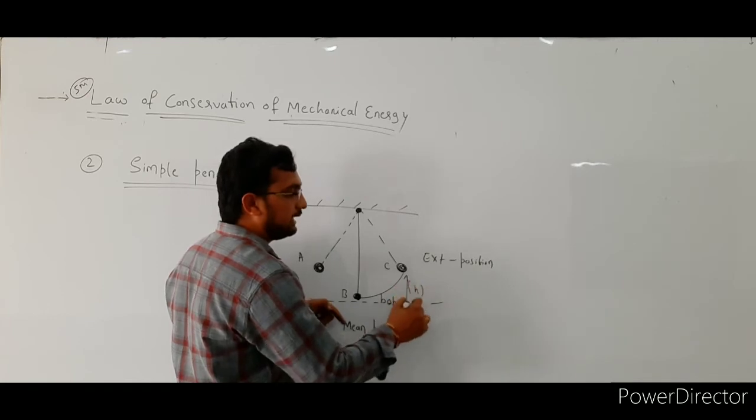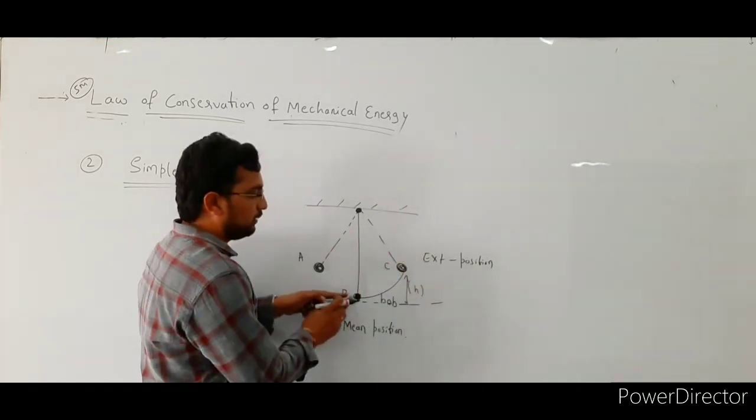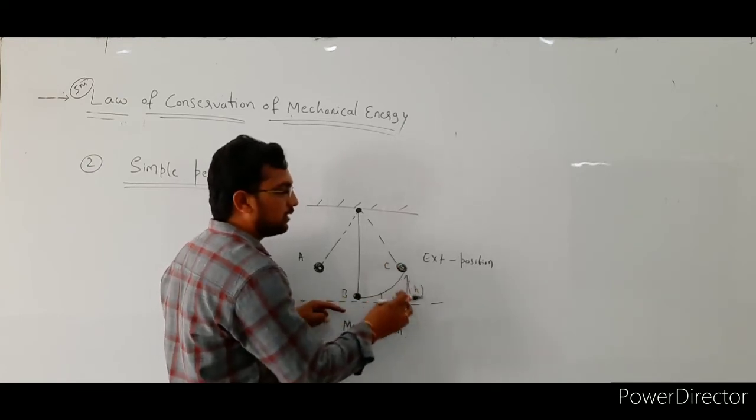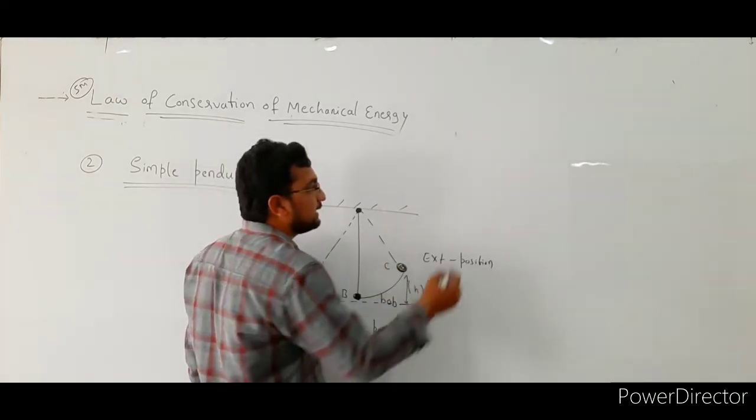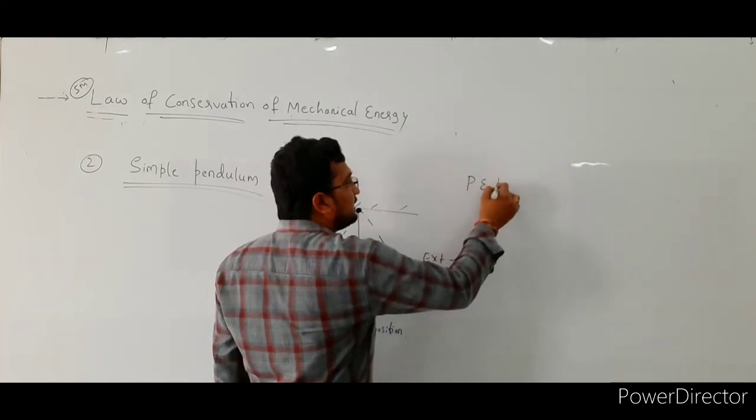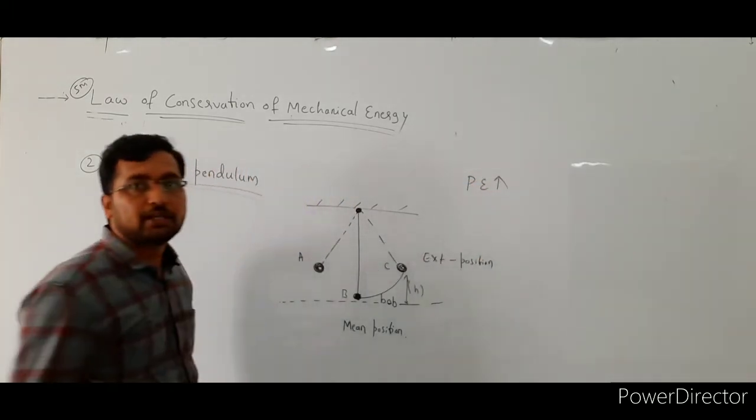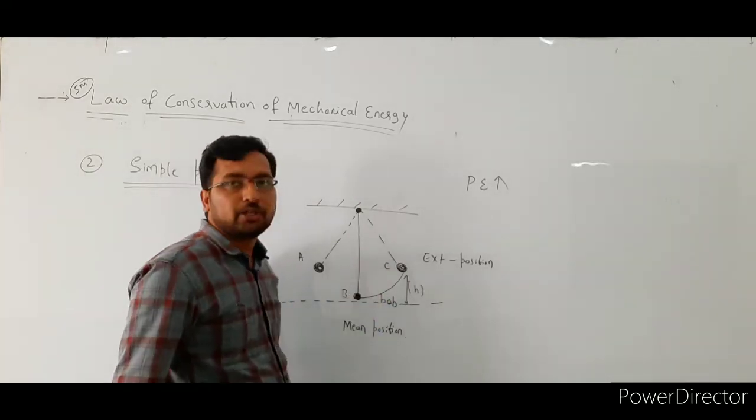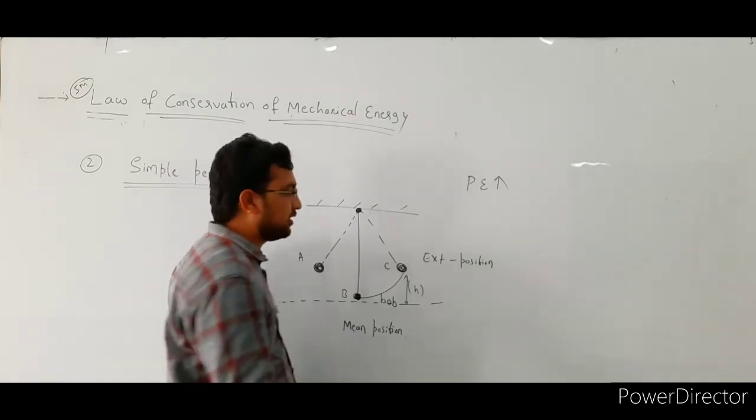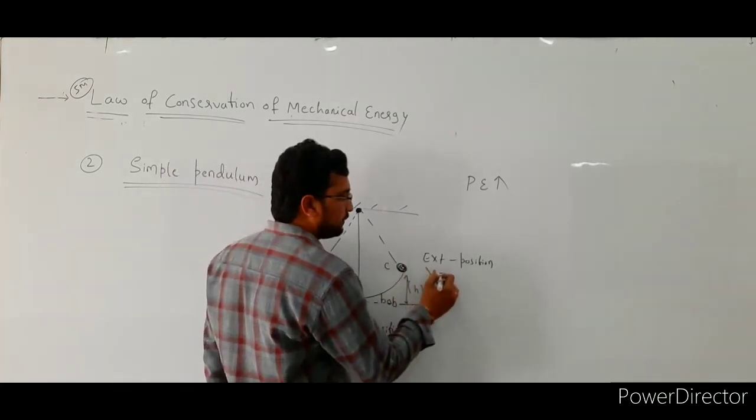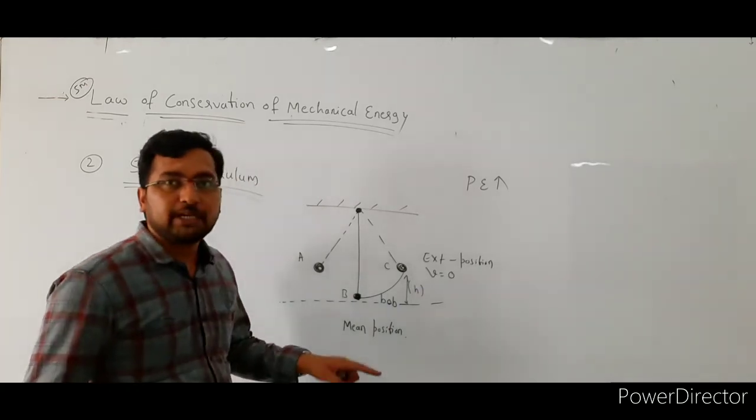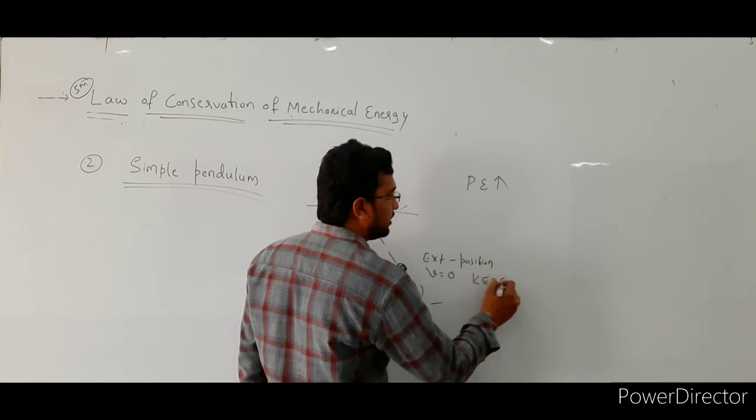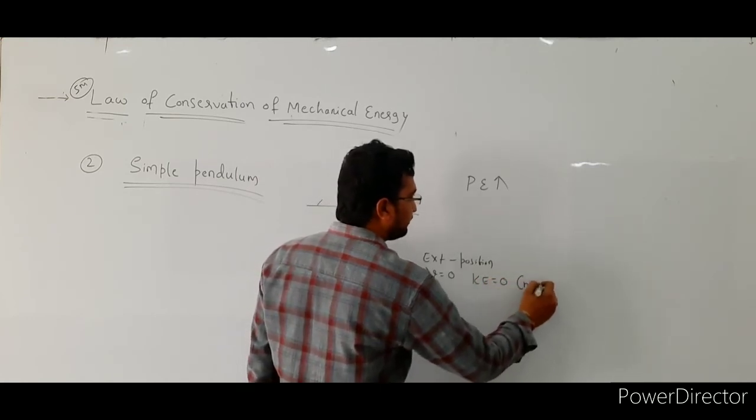increases, right. So when the bob is moving from point B to point C, the height of the bob from the ground increases. If the height increases, the potential energy increases. The potential energy increases at extreme position. At extreme position, the speed of the bob is 0. If the speed of the bob is 0, it means kinetic energy at extreme position is 0 or minimum, right.